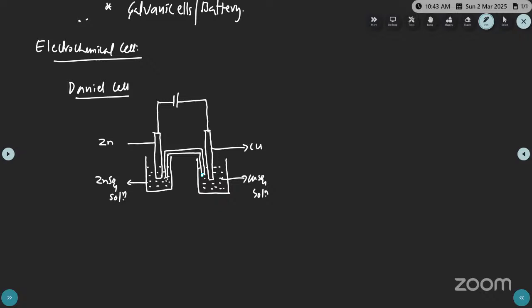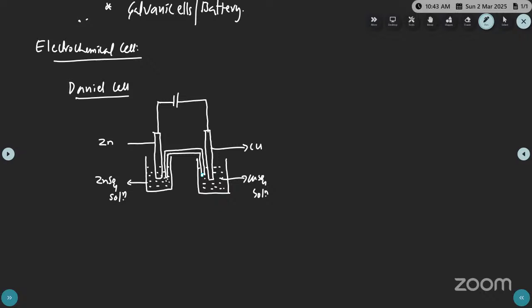So yes, please maintain silence. Last two. Three benches, last three. Please maintain silence, then only you can understand.